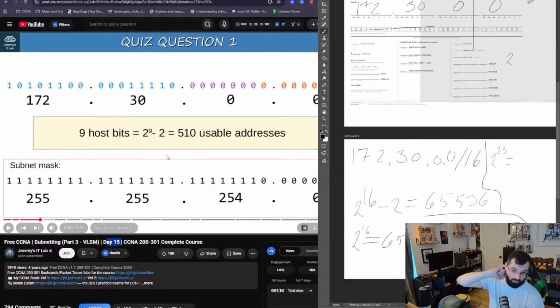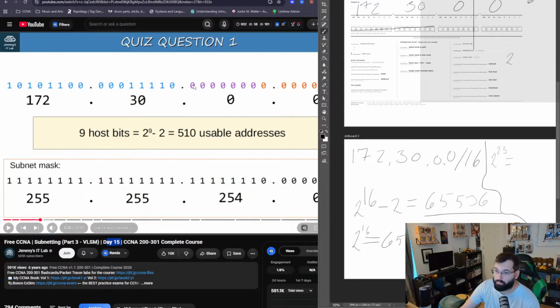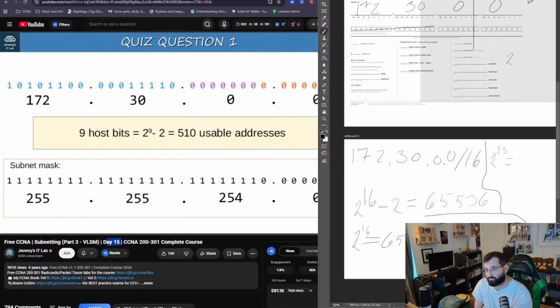So the host count is 2 to the power 9 minus 2. Okay, so that works. And then what we did is we turned all of the borrowed bits into 1s, because we started at 16 and then we borrowed 7. And then all of this equals 255 in dotted decimal, by the way. As I mentioned before, make sure you know how to write different prefix lengths in dotted decimal too.